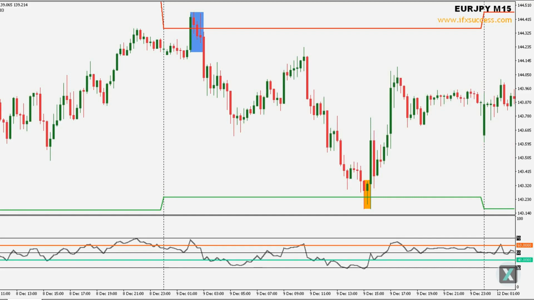Take a look at the top blue reversal block, it has hit yesterday's high, and at the same time the RSI was also below the 60 level. It also gave another entry to buy. What do you notice there on the chart?